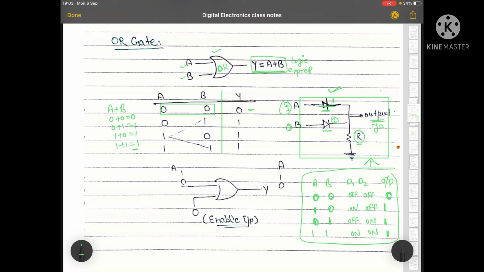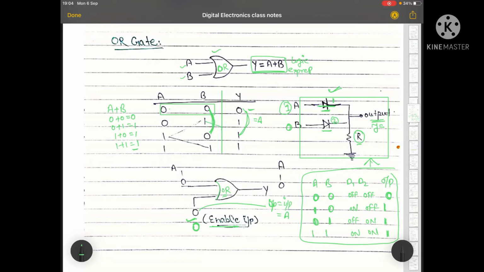Hope you get what I want to teach you. For example, we can also study this OR gate like this. If our input B is 0, then our output is as it is, the same as our A. Means if our control is 0, then our output will become as our input, our output will become A.